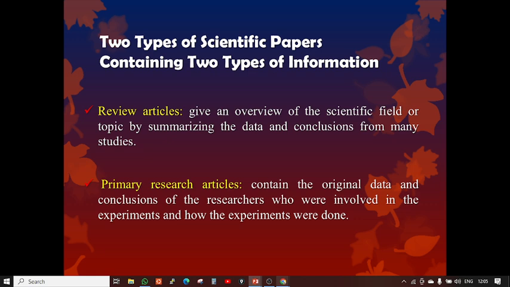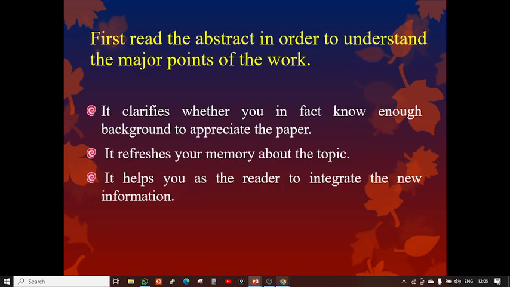The second type is primary research articles, that is, your original data, original research results or conclusions that have not been published before. That is called a research article or primary research article. So these are the different kinds of information we publish as papers.